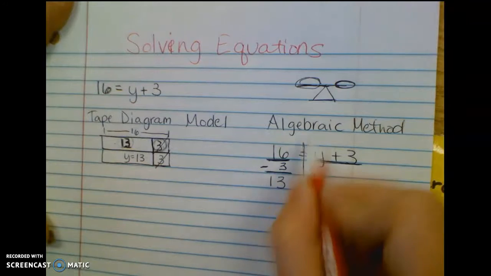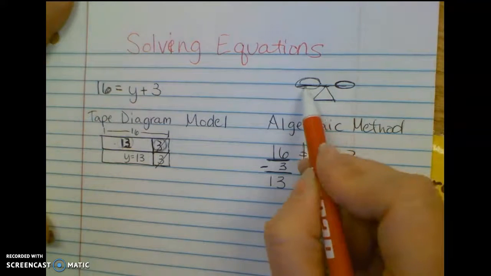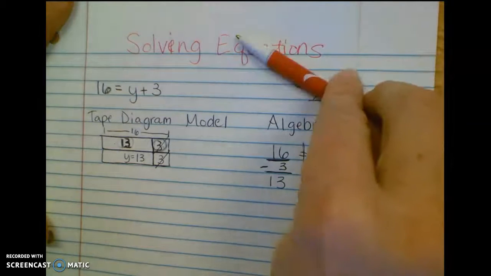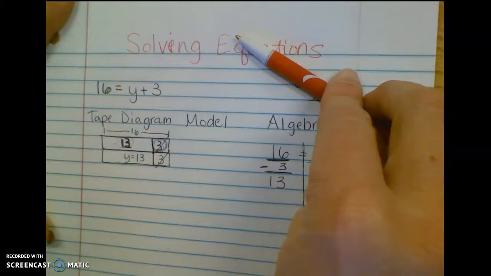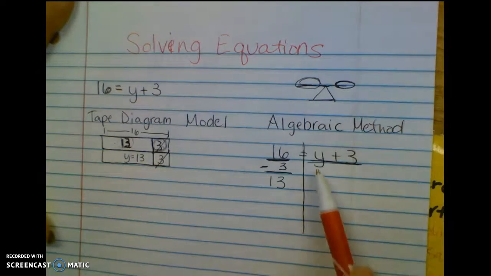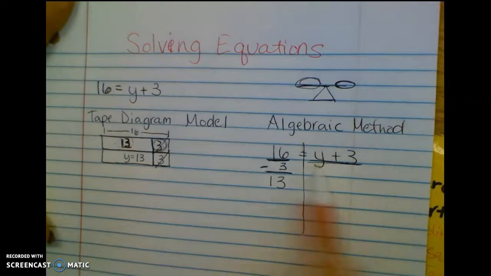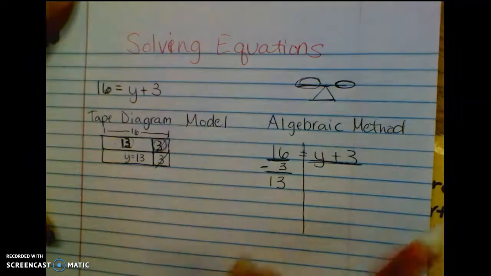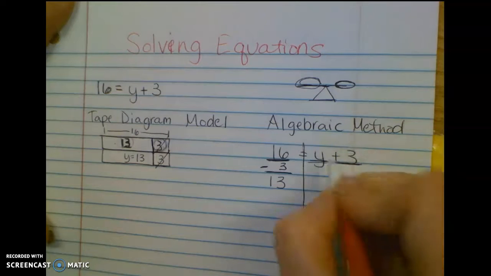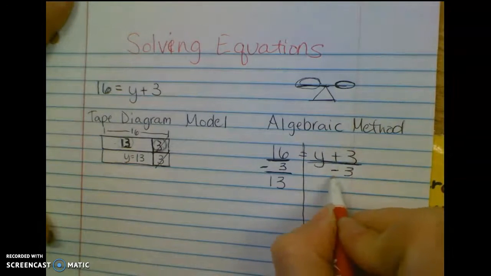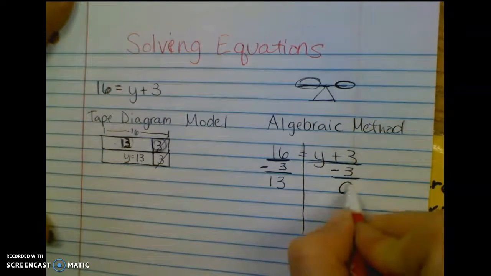Then I have to think about my balance. If I took weight off of this side, it makes it a lot lighter, so it's going to go up like this. It's no longer balanced, or equal, the same as each other. So I need to make this side lighter as well, or I need to get y by itself. How do I do that mathematically? Again, I'm getting rid of this 3, minus 3. So 3 minus 3 is 0.